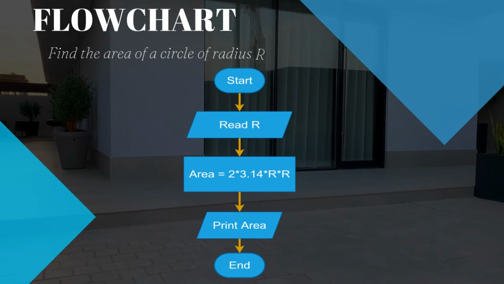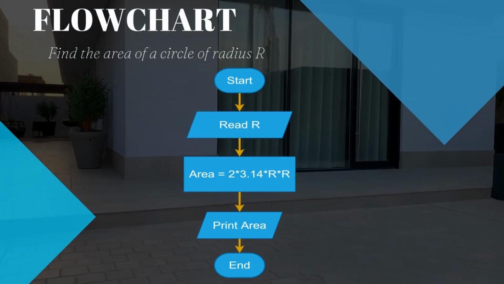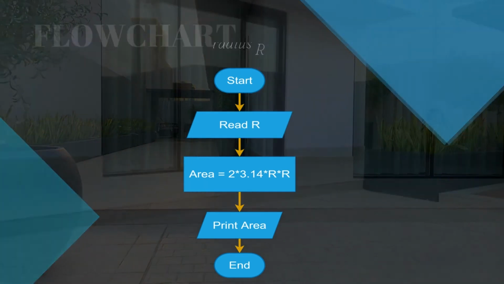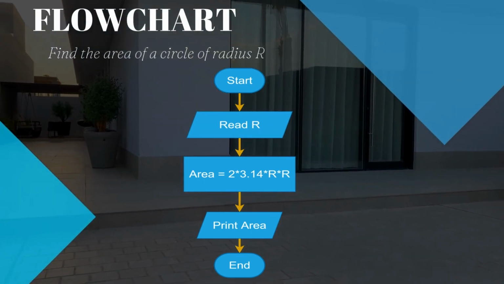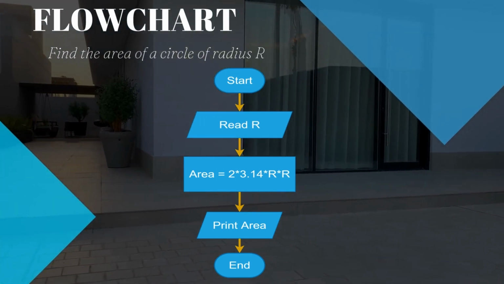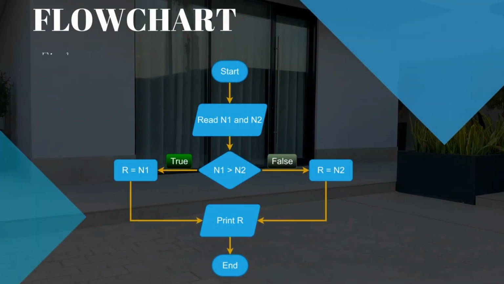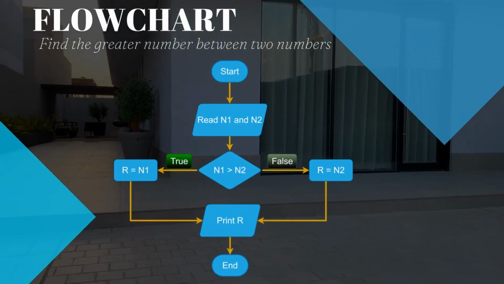Find the area of a circle of radius r. Step 1. Start. Step 2. Read the radius of the circle r. Step 3. Calculate the area of the circle. Step 4. Print the area. Step 5. End.